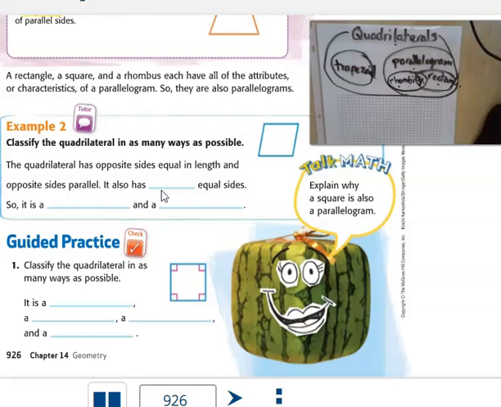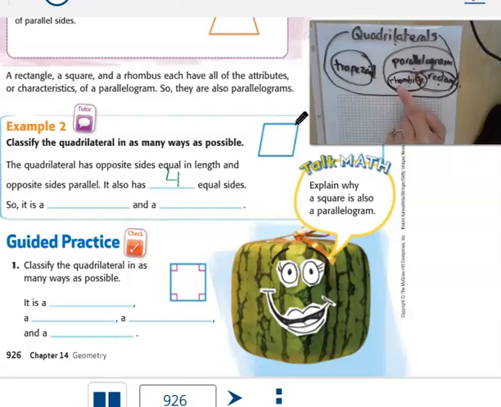It also has 4 equal sides. So it is a, where did my picture go? There's my picture. Since it has 4 equal sides, it is a rhombus and a parallelogram. So having 4 equal sides makes it a rhombus. Having both sets of opposite sides being parallel makes it a parallelogram. So these 2 would be correct.